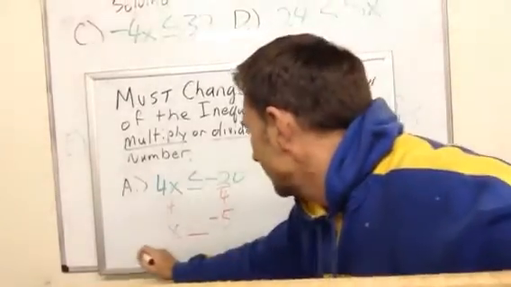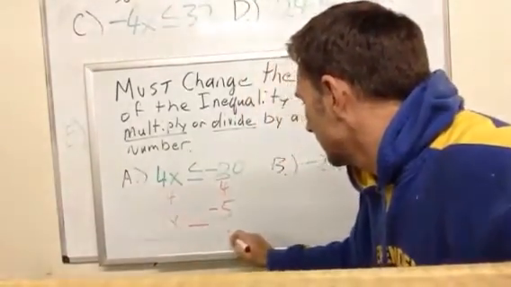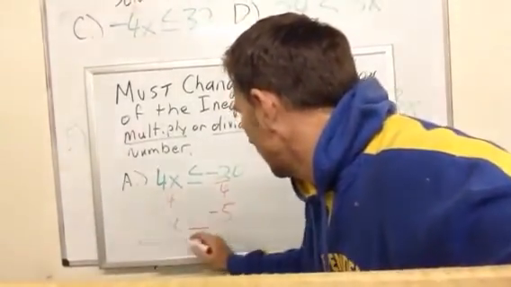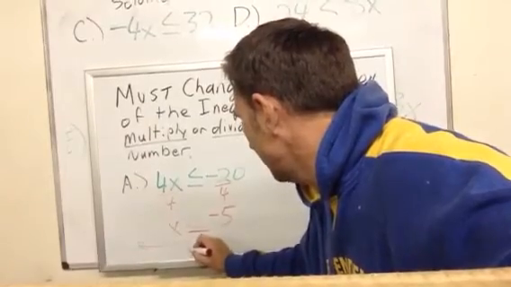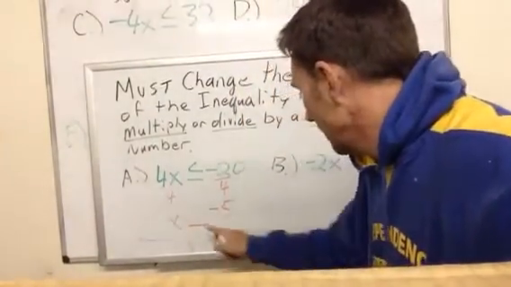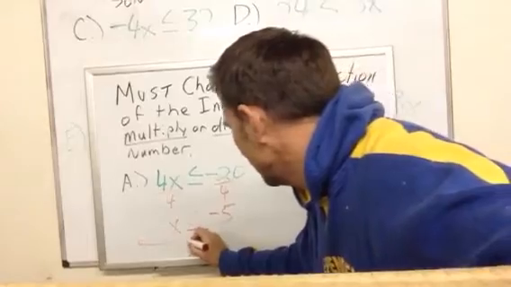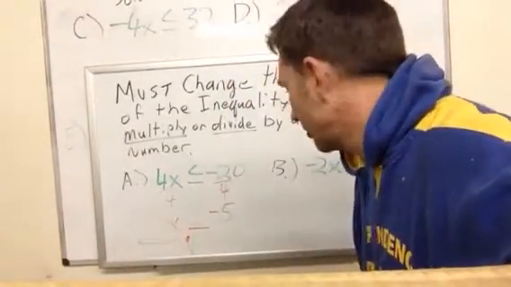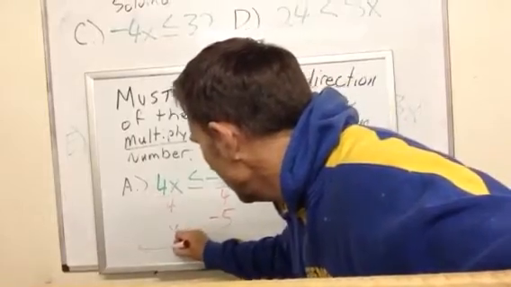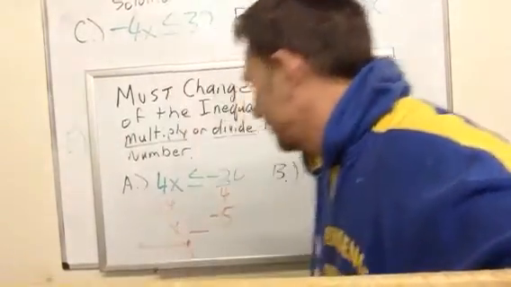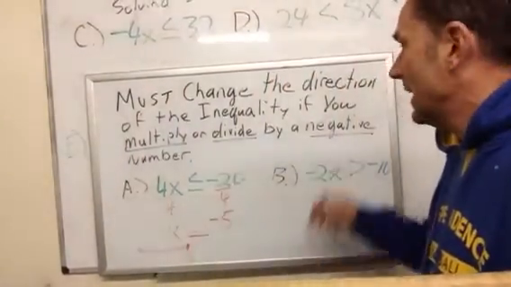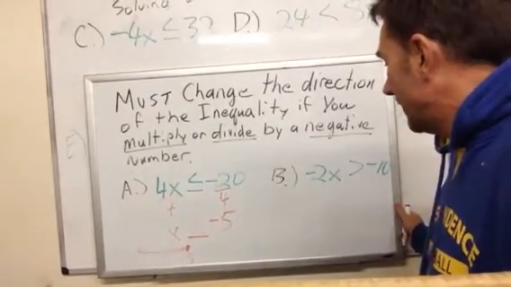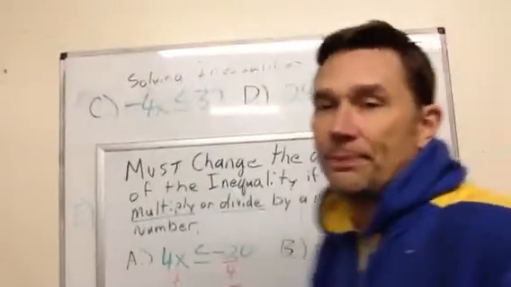Now, when we graph this, we know we start at negative 5 because it's less than or equal to. The equal to makes it a solid circle, a closed circle, and we will shade to the left. So every answer to the left of negative 5, and including negative 5, is a solution.